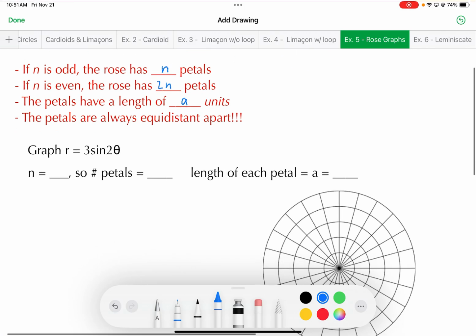Now we're gonna plot a bunch of points here. Okay, and I'm gonna try to color code each petal with a different color. All right, so on this one, I see that N is 2, which means there's going to be 4 petals. And those petals are all going to be a length of the A value, which is 3. So that's a good place to start.